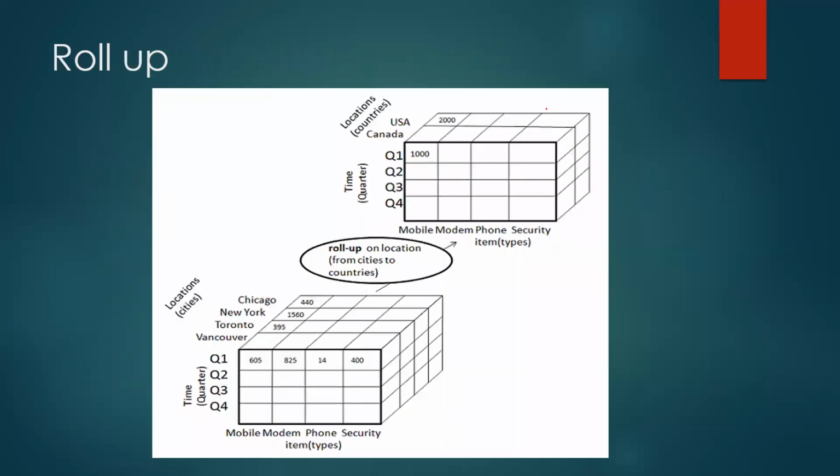So roll up. It is like aggregation, right? When you say roll up something, it means you're aggregating, combining things together. So the roll up operation performs aggregation on a data cube, by climbing up a concept hierarchy of a dimension or by dimension reduction itself. So if you look at this diagram, the roll-up is performed by climbing up a concept hierarchy for the dimension location.